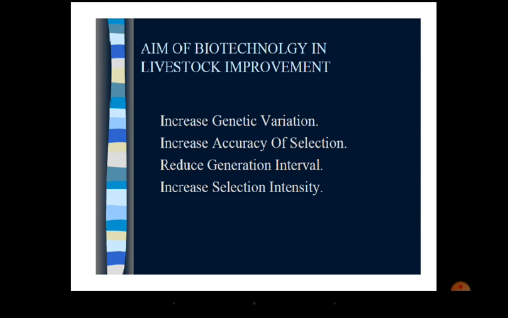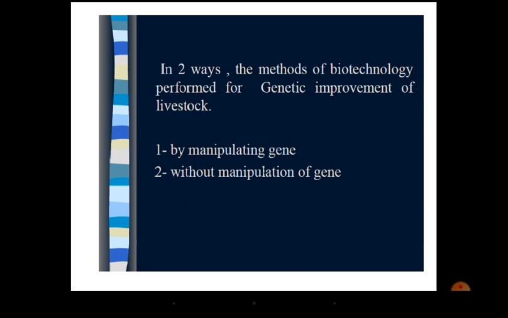So you should produce more progeny from the selected individuals. That is also an aim of biotechnology or reproductive tools in genetic improvement. Okay, we'll just move on to the next slide. In the next slide, broadly we can classify these tools into two ways. So broadly the available tools can be classified into two things.